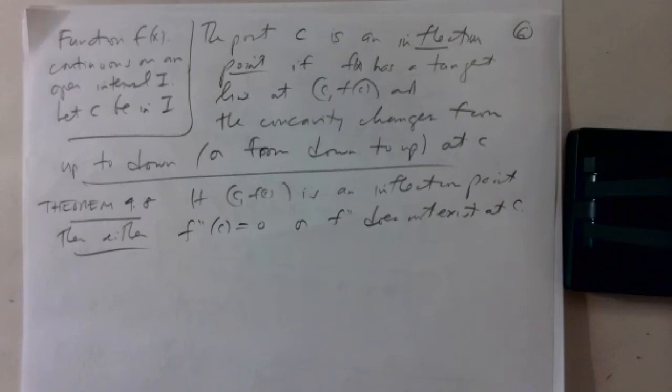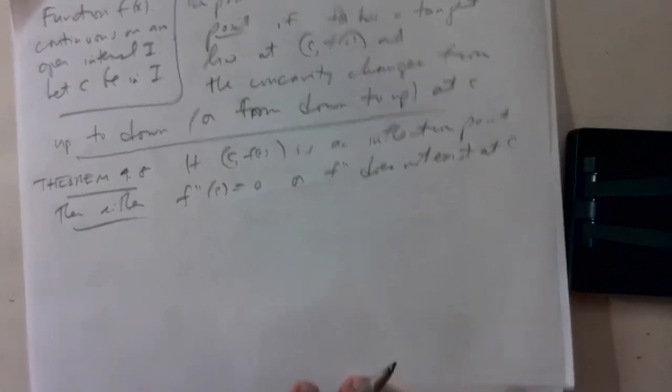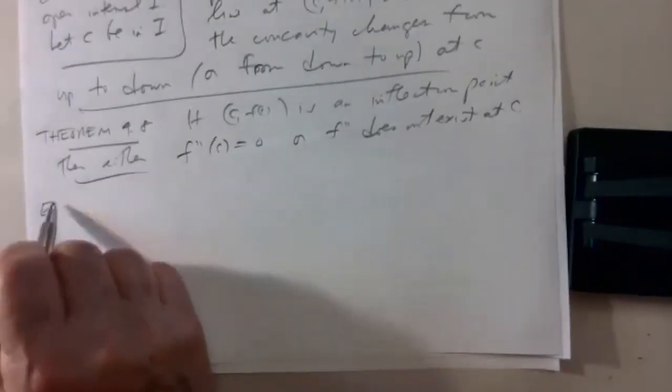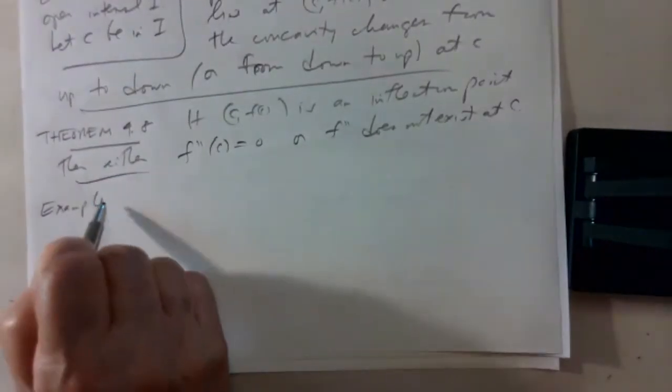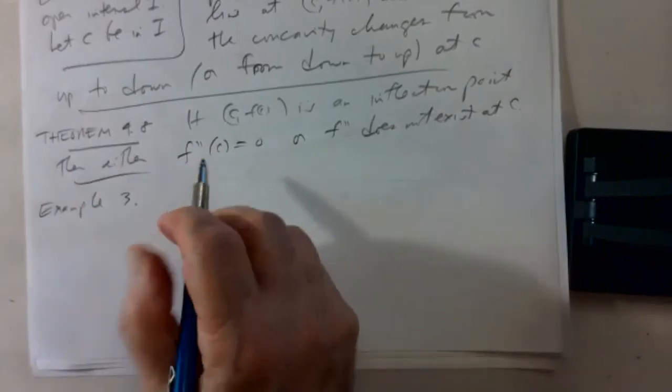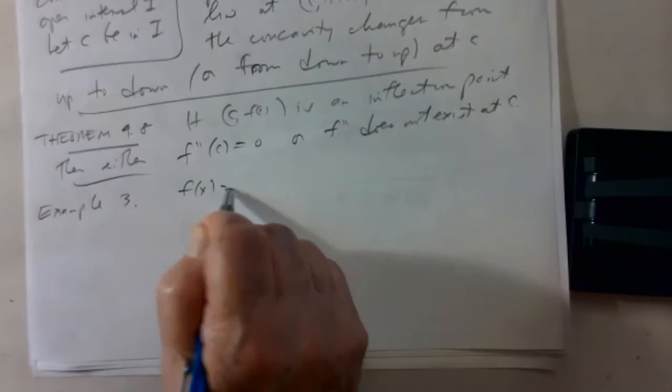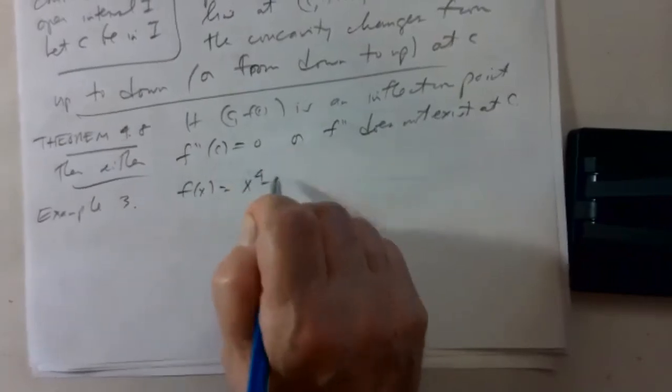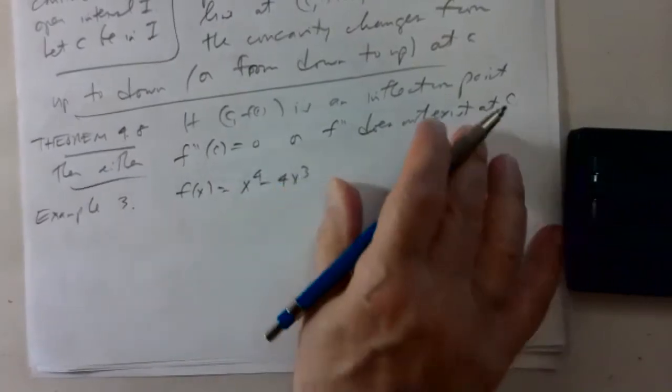So the derivative goes from increasing to decreasing, which means you have a relative maximum of the derivative at that inflection point, and there the derivative is 0 or doesn't exist. So let's look at an example. This is example 3. We consider the function f of x equals x to the 4th minus 4x cubed.